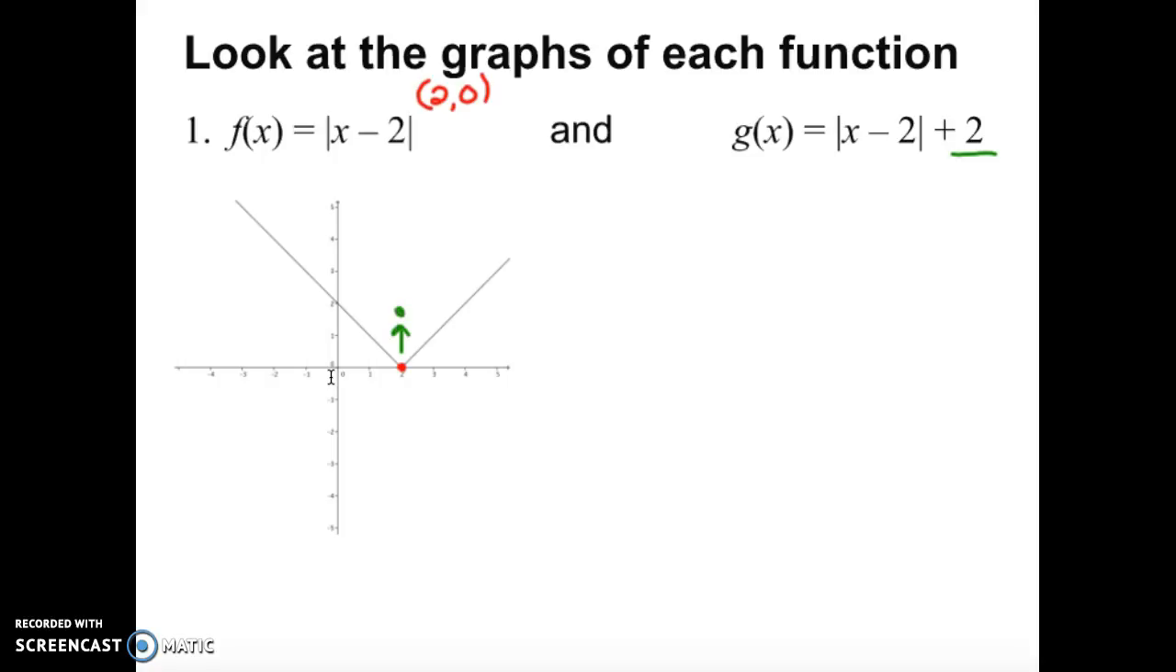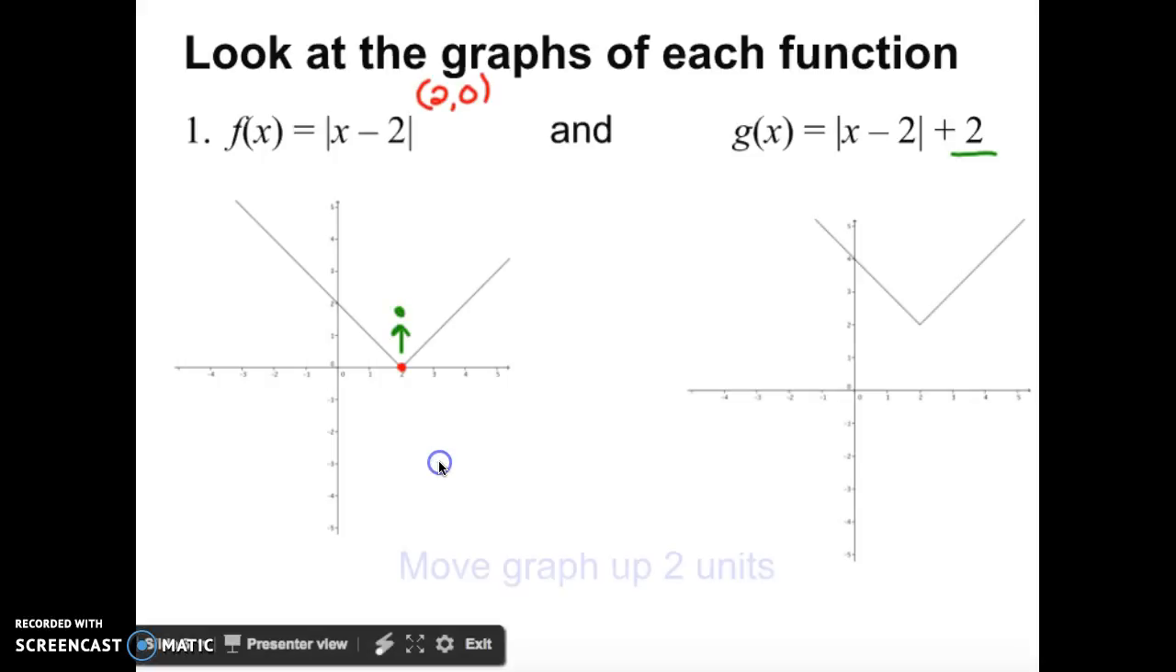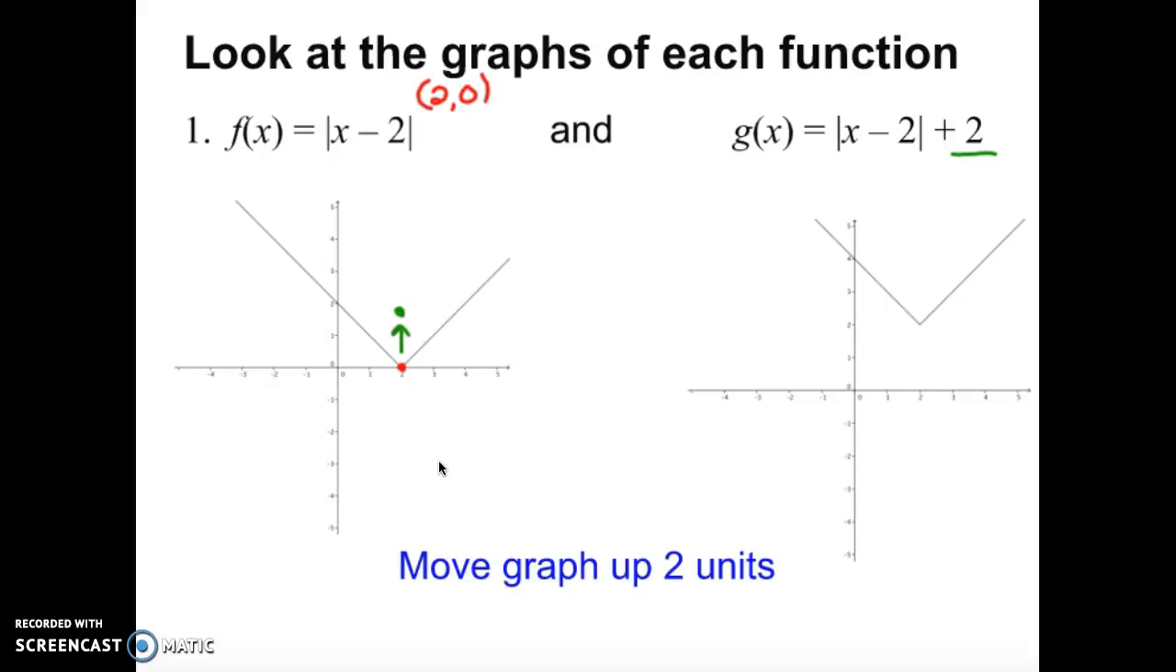Okay, let's look at our new graph when that happens. If you look, this new graph simply got shifted up 2. So now the new vertex, instead of 2, 0, ended up being 2, 2. The whole graph was shifted up 2 by simply adding 2 at the end of the function. If I would have subtracted 2 at the end of the function, it would have moved down 2. If I would have added 5, the graph would have moved up 5 and so on. Vertical shifts are really easy to deal with.